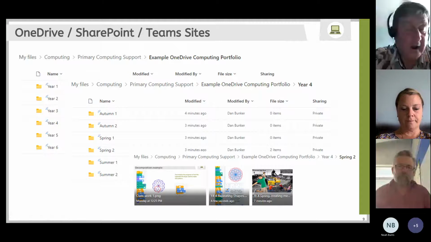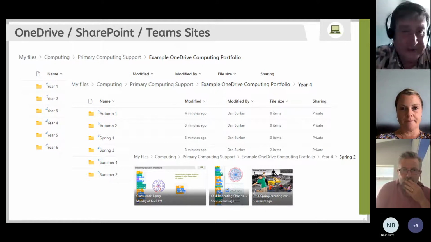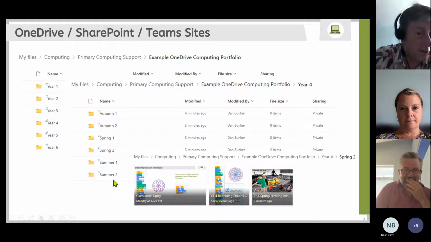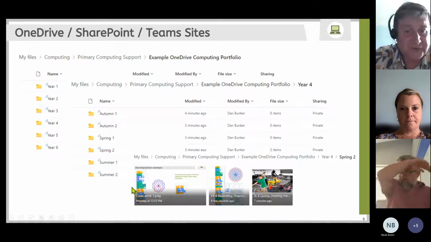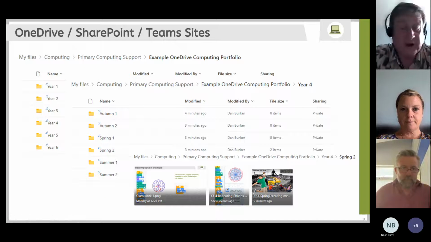So a very simple way is to use one of your shared drives. You might have it in your OneDrive if you're the computer lead. You might have it in a SharePoint site or a Team site, which is in essence the same thing as a SharePoint site. It's just the folder structure behind Teams. So you might end up with a folder structure where you've got all the different year groups, and in each year group you've got the 6 terms, and then you can start putting in some evidence of the kind of work that you've covered in that year.